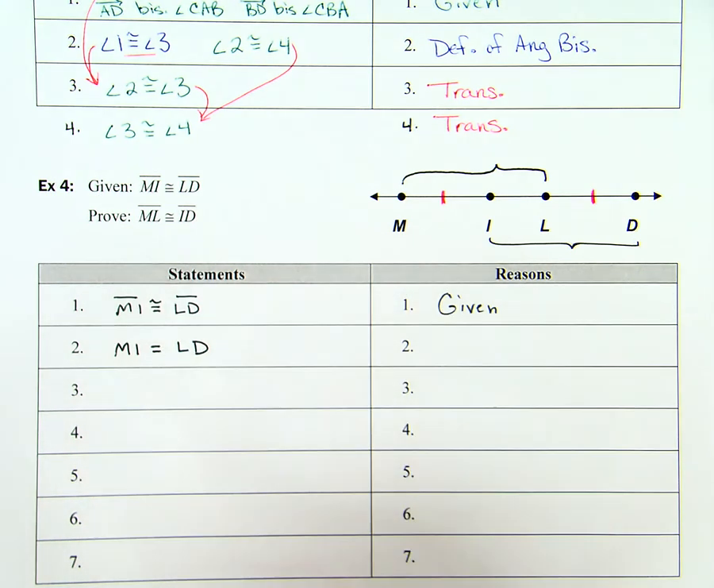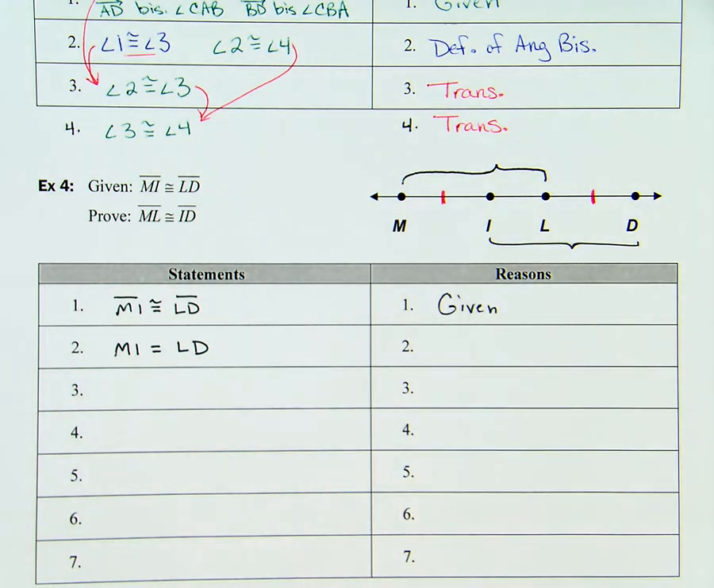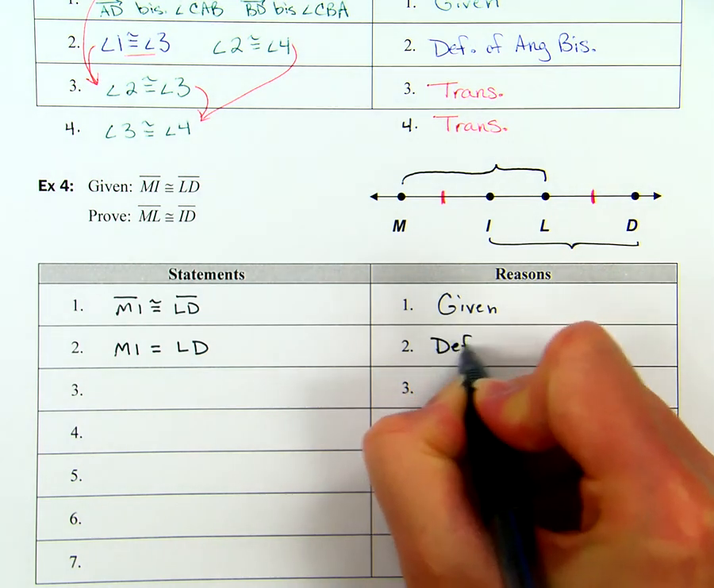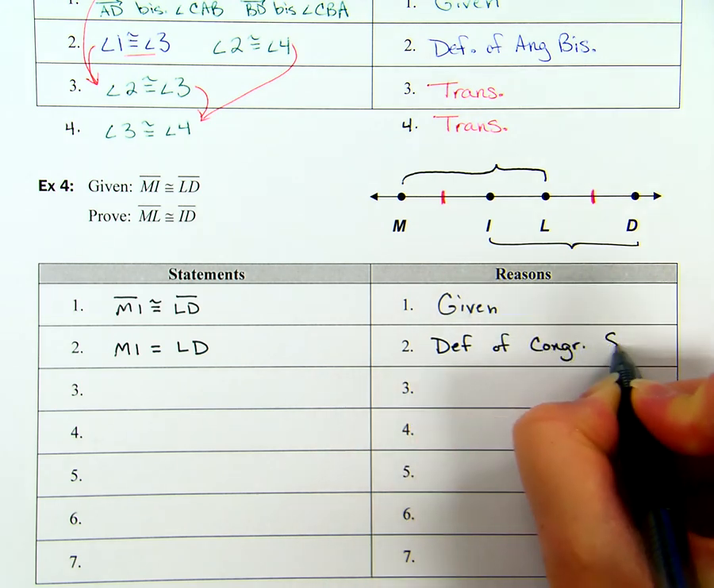I'm going to take one step and say that these two are in fact equal instead of congruent. Any thoughts on what the reason should be? We used it in example 2. We said that if two things were equal, they were congruent. If two things are congruent, then they're equal. That's our definition of congruent segments.